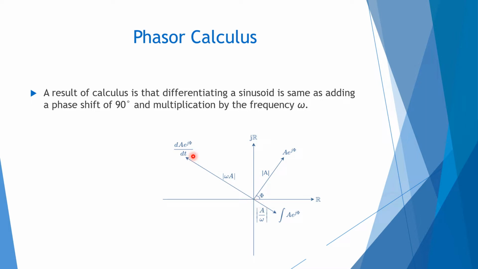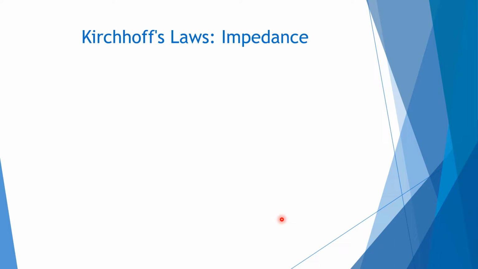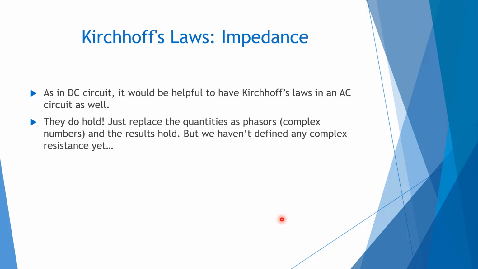Integration is defined as anti-differentiation, so you can see what is coming. If you want to integrate it, you add a minus 90 degree phase shift and you divide its length by the frequency omega, right? And now since you have learned integration, differentiation and adding and multiplication of phasors, we can learn about Kirchhoff's laws in the phasor domain. They were very helpful in DC circuits. They will be very helpful in an AC circuit also.